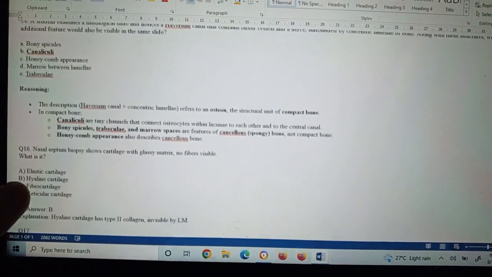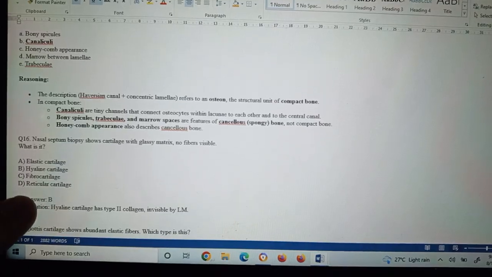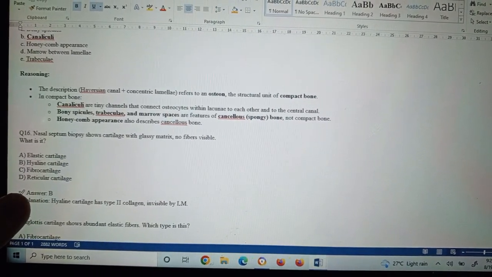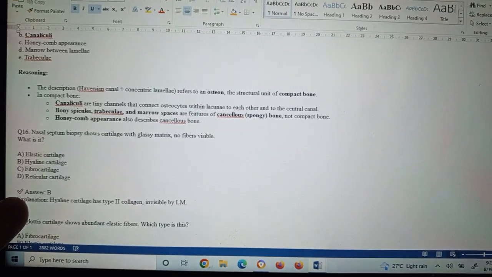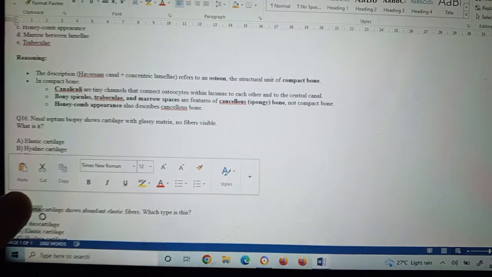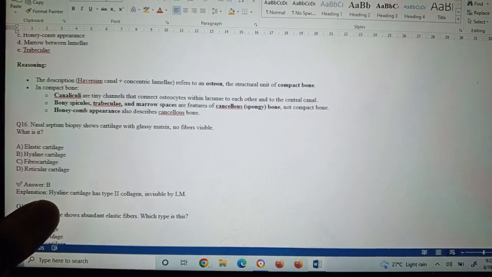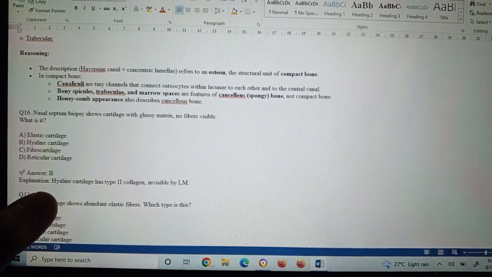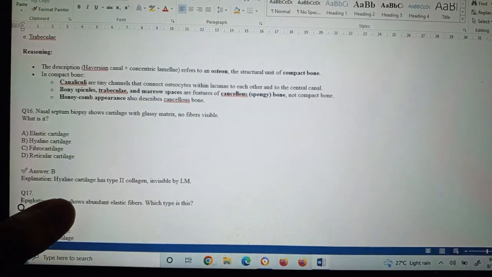In compact bone, we already know that canaliculi are the tiny channels that connect osteocytes within the lacunae to each other and to the central canal. Bony spicules, trabeculae and marrow spaces are features of cancellous spongy bone but not compact bone. Honeycomb appearance also describes cancellous bone.